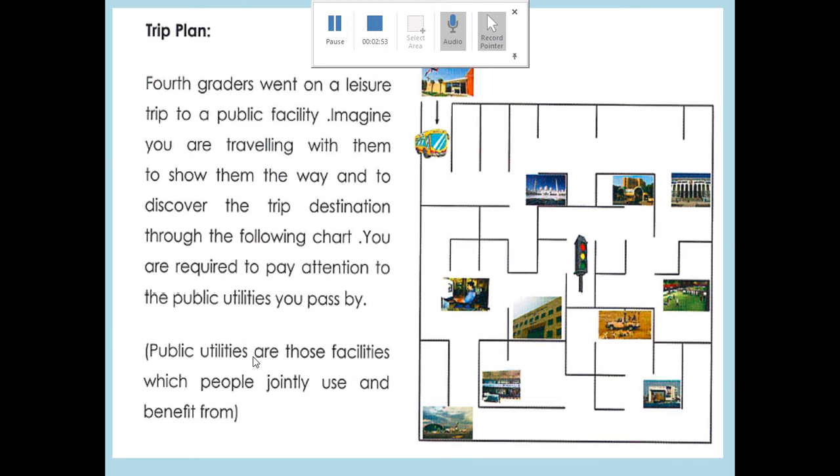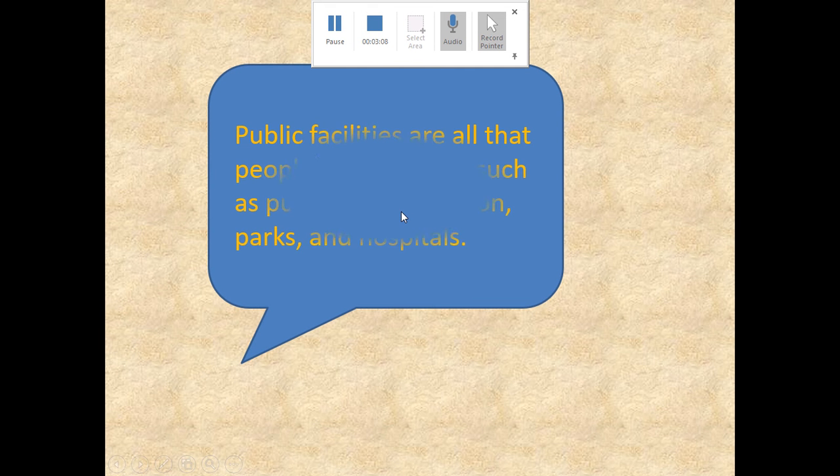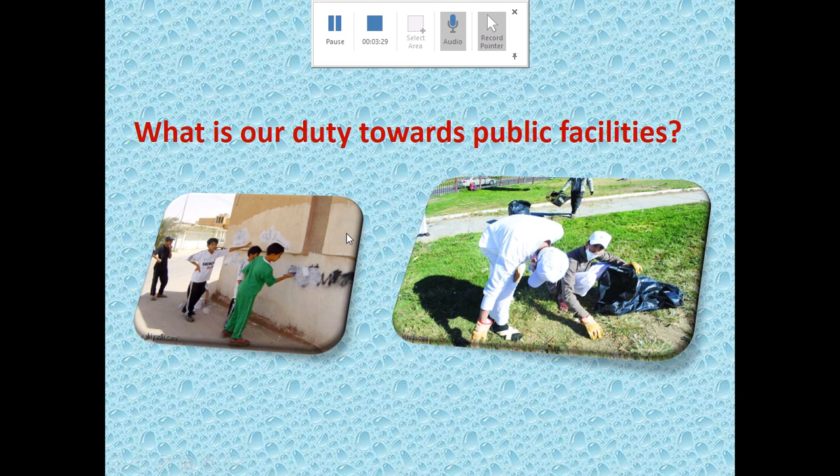Public utilities are those facilities which people jointly use and benefit from. So what does it mean, public utilities? It is the facilities. Again, public facilities are those that all people benefit from, such as public transportation, parks, hospitals, and you might add one more. I'm quite sure you know more. Wait. Look here and think.